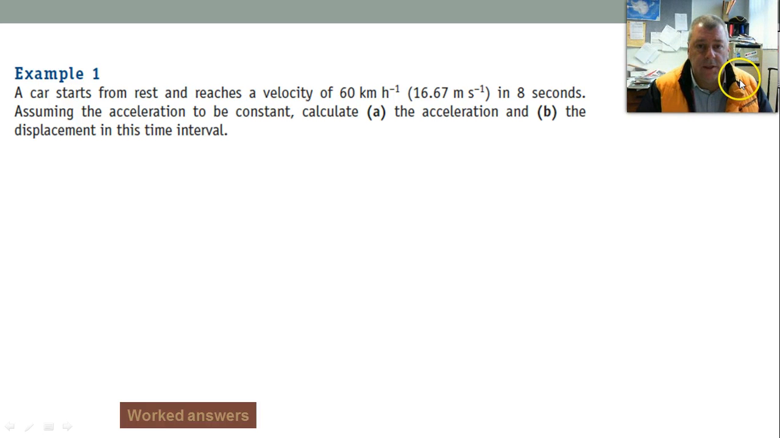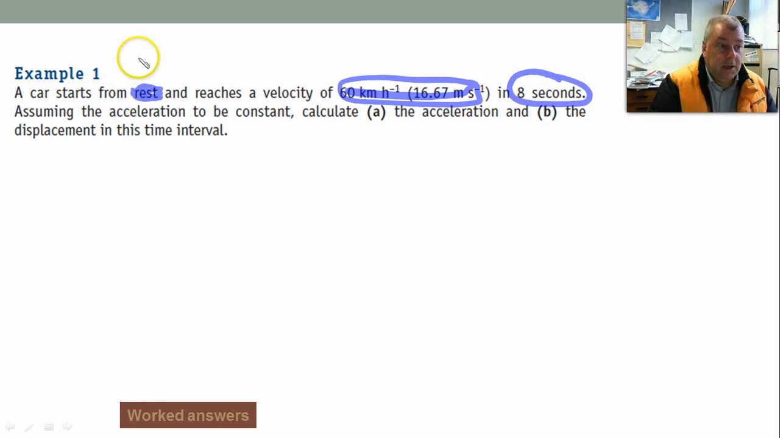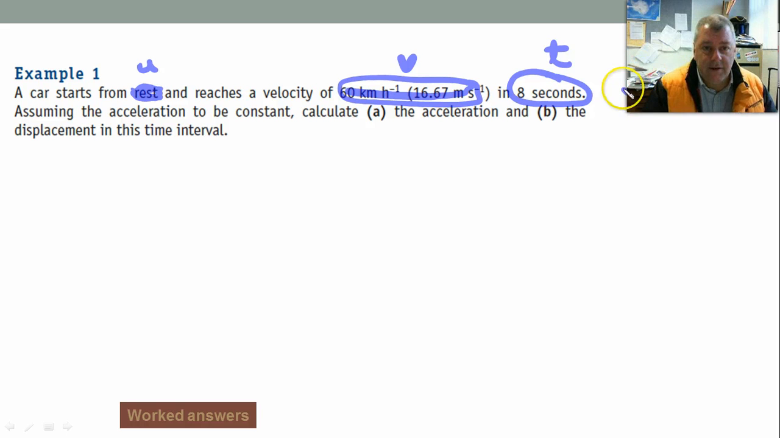Now what I'll do first is let's just highlight the information that we have. So a car starts from rest. Now that's a piece of information, because that's the initial velocity. Reaches a velocity of this. So there's another piece of information. That will be our final velocity. In 8 seconds. So there's a time. So we're given u, v, and t. So we now have our magic 3 numbers.